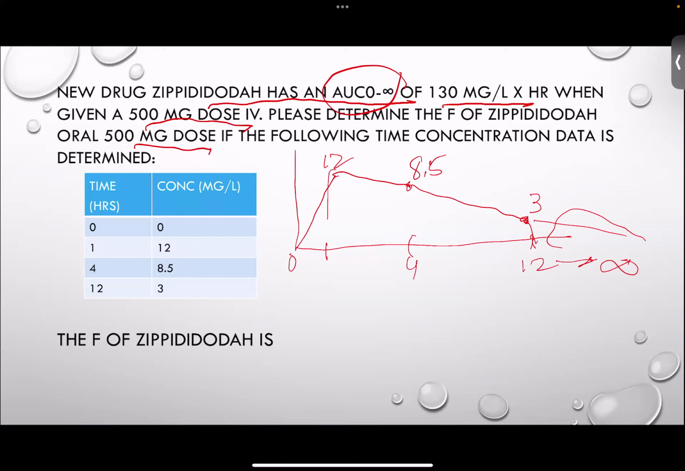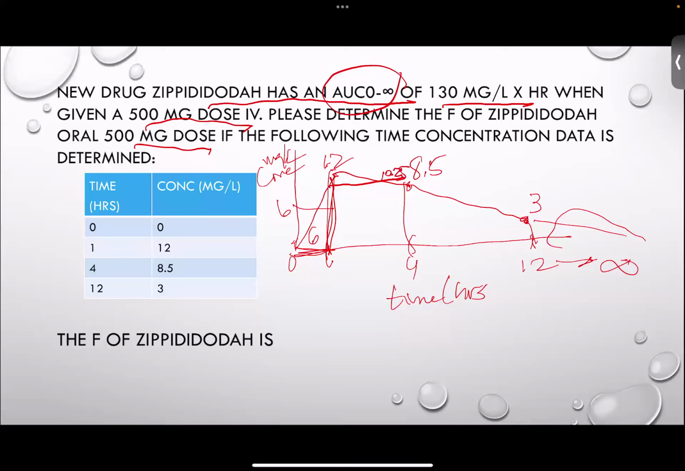So we have to break this down into rectangles, right? So our first rectangle is 1 hour wide. And what's the midpoint between these two? 6, right? So the first rectangle is going to be 6, and this is concentration in milligrams per liter, and this is time in hours, yes? Okay, so what's the midpoint between 12 and 8.5? 20.5, right? So that's going to be 10.25.